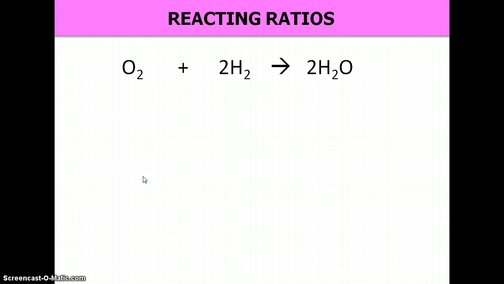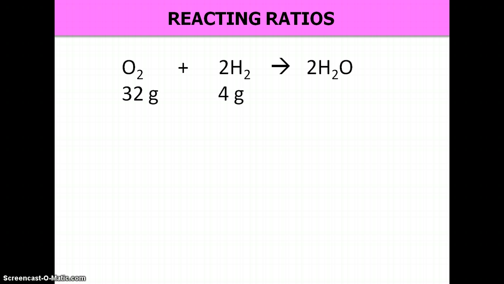So, firstly then, considering a simple reaction, oxygen reacting with hydrogen to form water. If, in a particular scenario, we take 32 grams of oxygen, you'll find that to completely react with all that oxygen, you're going to need 4 grams of hydrogen. Okay, so you could find that by experiment.